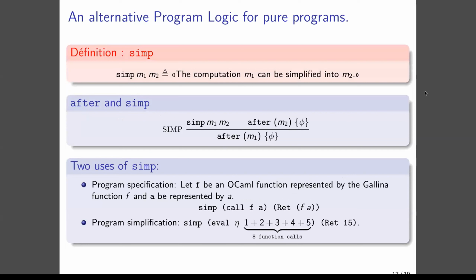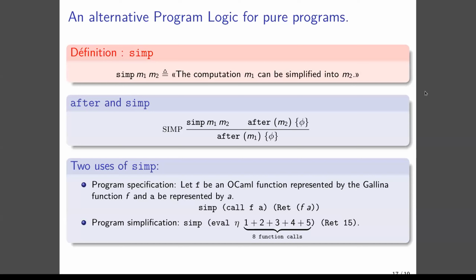In order to do that, we have defined an alternative program logic for pure deterministic programs. Simp M1, M2 means that the computation M1 performed by some OCaml program can be simplified into the computation M2 deterministically and without modifying the OCaml heap. And this is also usable to prove the after predicate.